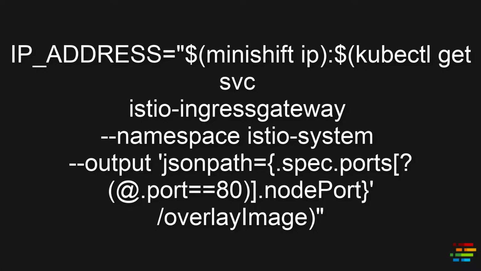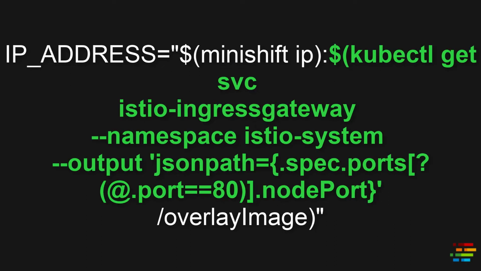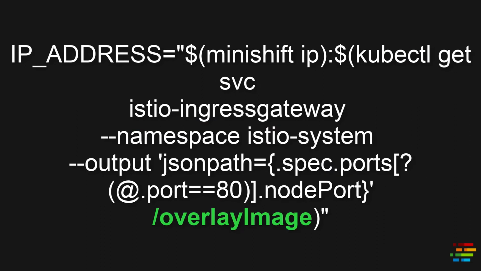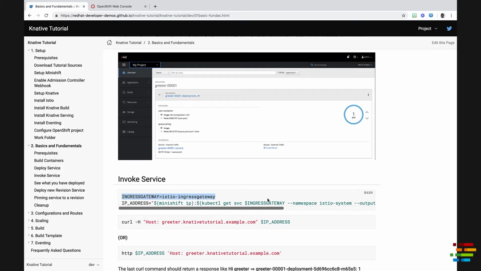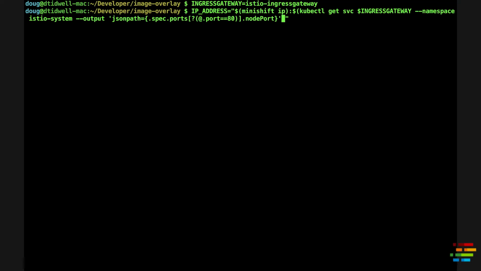Stand back from the screen because here comes the command to get the address. First, we get the IP address of the minishift cluster. That's pretty simple. The hard part is getting the port number. This part of the command uses JSON to extract it, then we wrap things up with /overlay image. Cut and paste this from the tutorial unless you really enjoy typing.